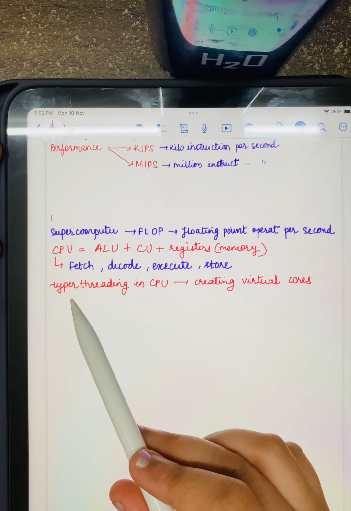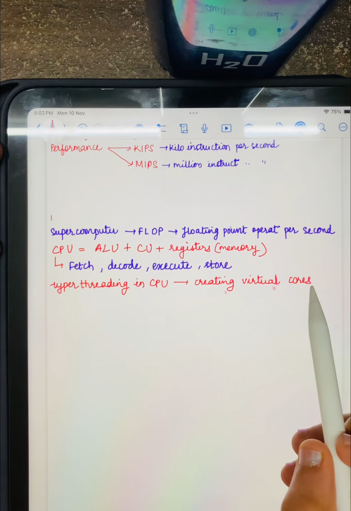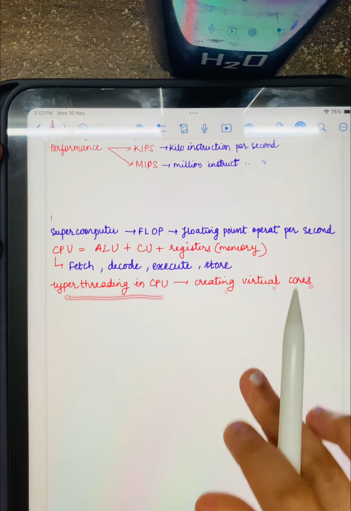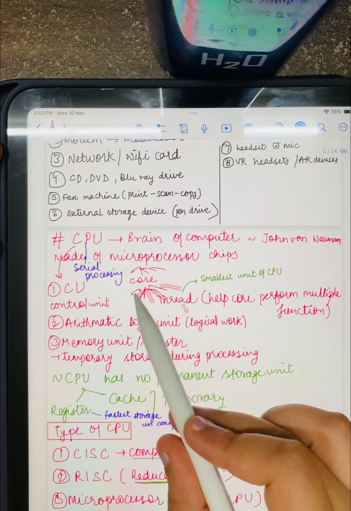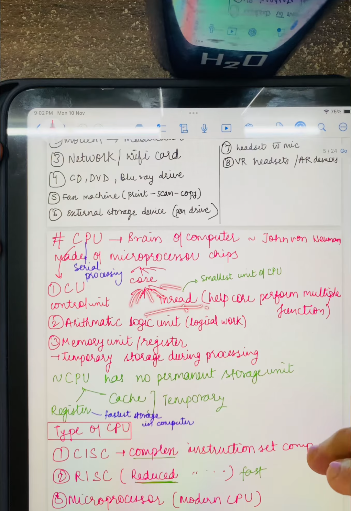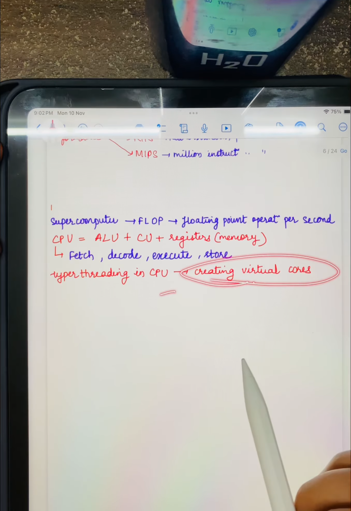And what is hyperthreading in CPU? Creating virtual cores. Hyperthreading in CPU, creating many threads. Hyperthreading in CPU, creating virtual cores to perform multiple tasks.